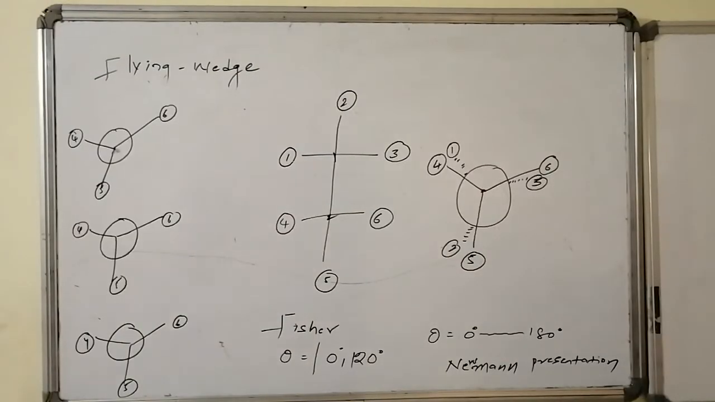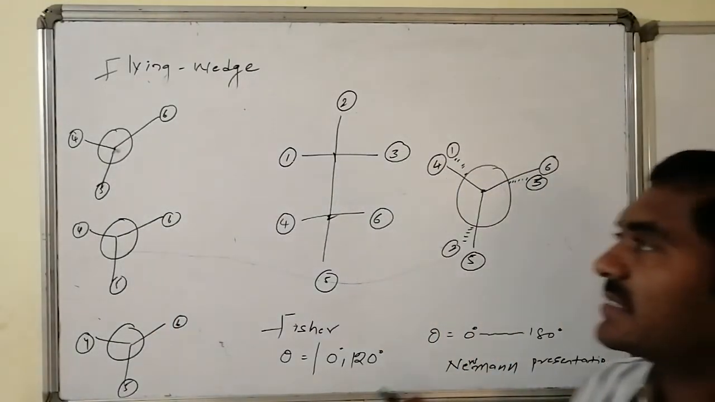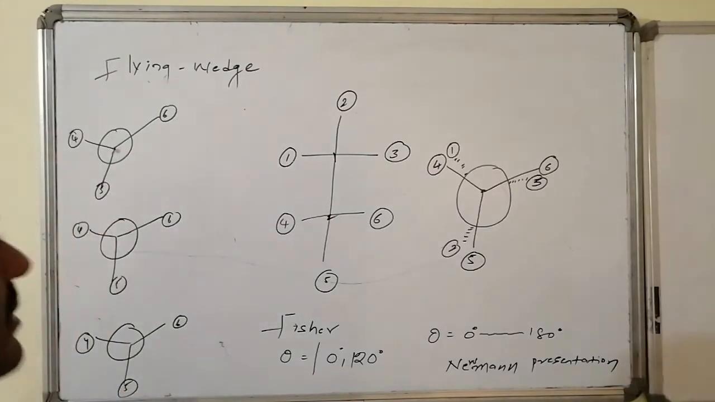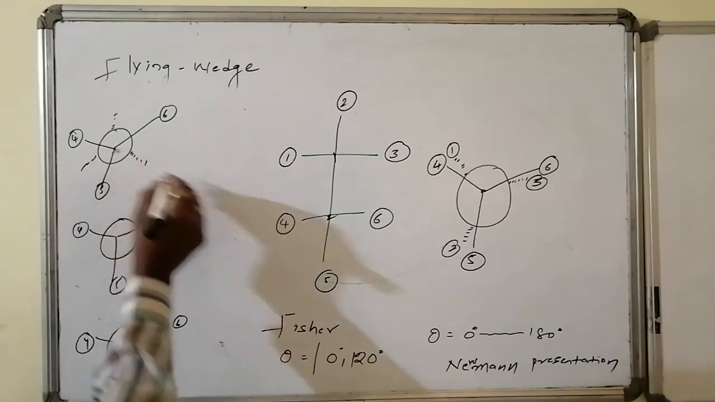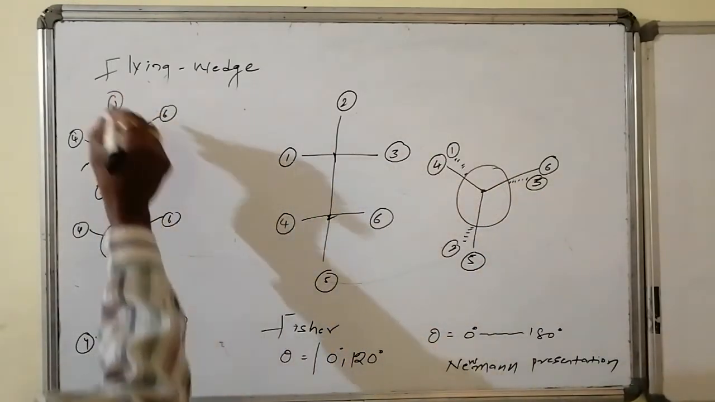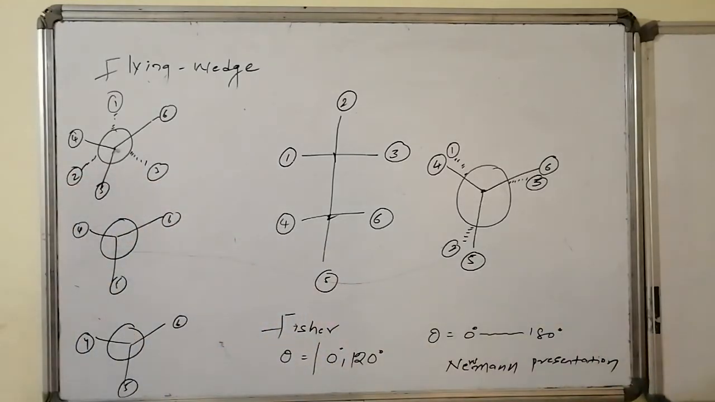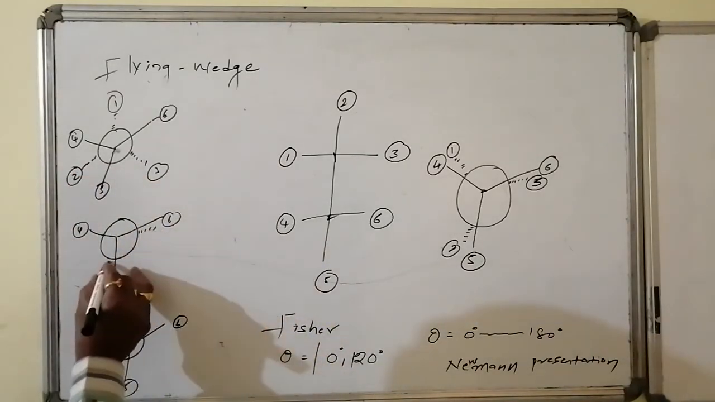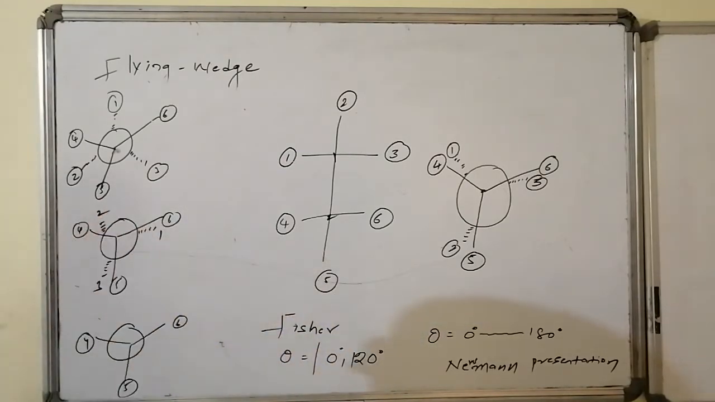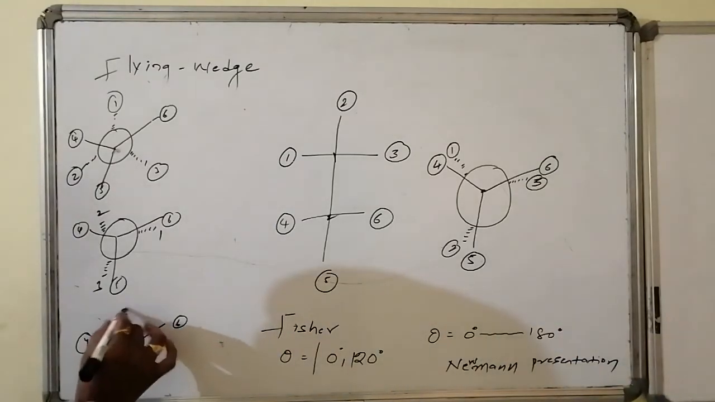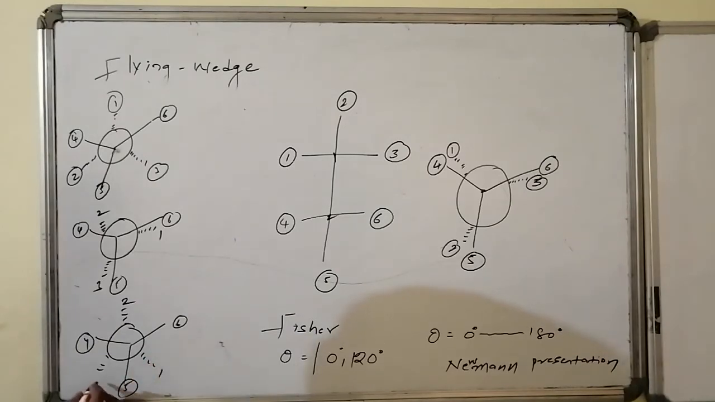The other varieties of the same Fischer are represented in Newman presentation by making an angle of 60 degrees. Here, keeping the front carbon as it is, the back carbon atoms are rotated by 60 degrees. After rotation by 60, this is the place of 1, this is the place of 3, this is the place of 2. If I rotate by another 60 degrees, once again those are eclipsed by other atoms like this. This will become 1, this will become 3, and this will become 2. If I rotate by another 60 degrees, it appears like this. These are the positions, and this will become 2, this will become 1, and this will become 3.